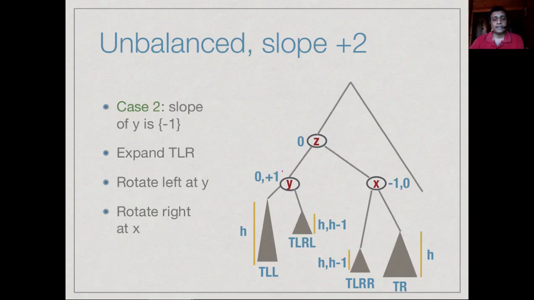So if we rotate right at X, Z goes up, X goes down. And now again we hang off the 4 trees, and there's only one way to hang off. You can verify if you go back and check how they were hanging. So TRR must be bigger than Z and X, TLL must be smaller than Y and Z, and so on.